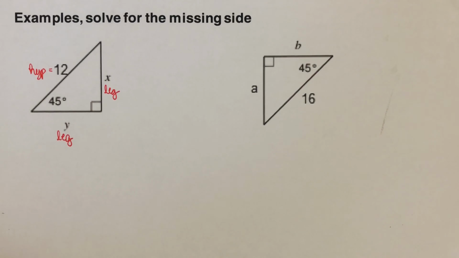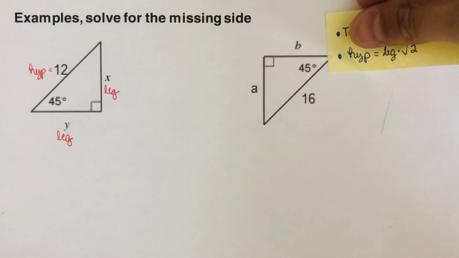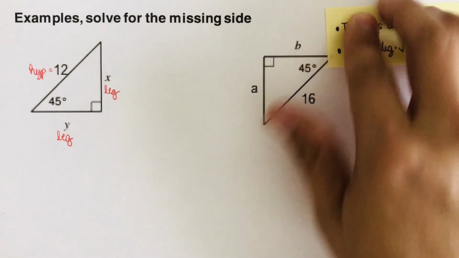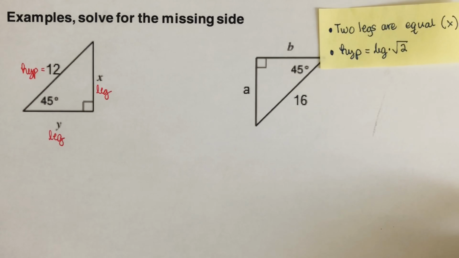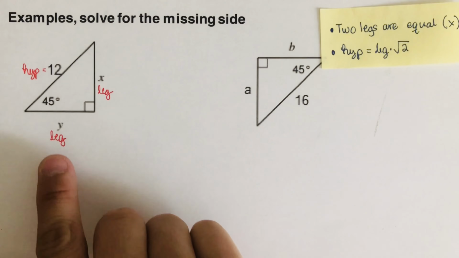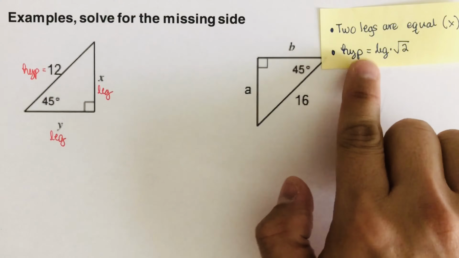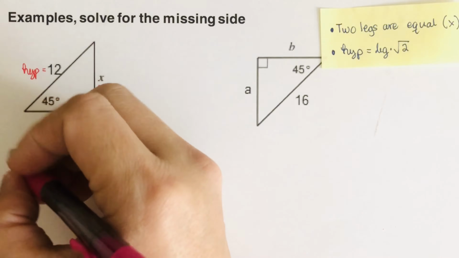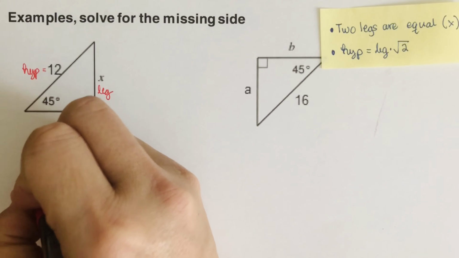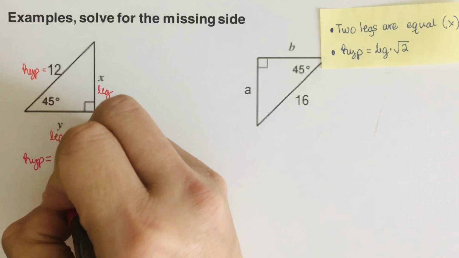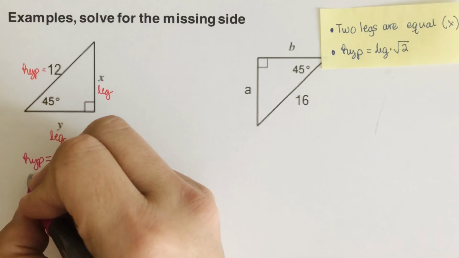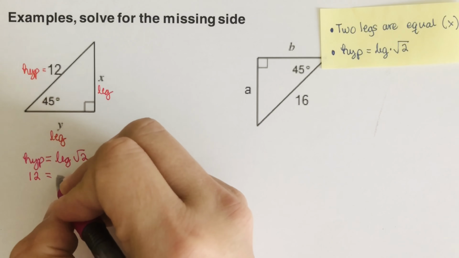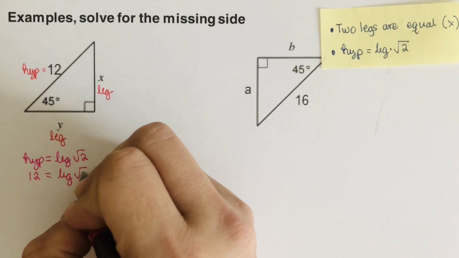We're given the hypotenuse. We are missing the leg. Again, I will put the formula up here so we can go back to it. So it's the formula right there. So looking at the formula right here, since we are given the hypotenuse, we can use the second one. So the equation would be hypotenuse is equal to leg square root of 2. Our hypotenuse is 12. So I'm going to put that in. 12 equals leg square root of 2.